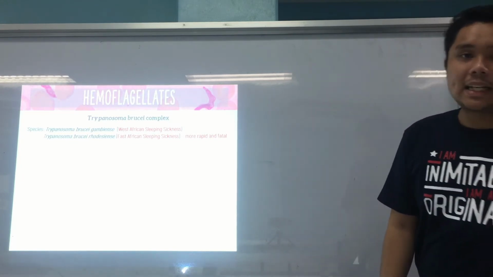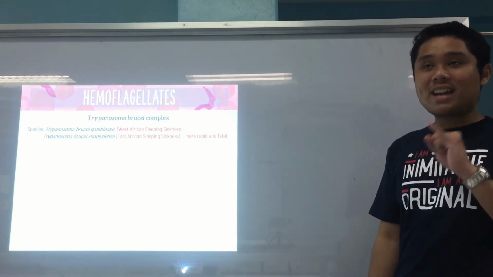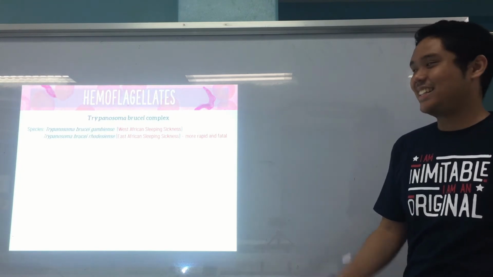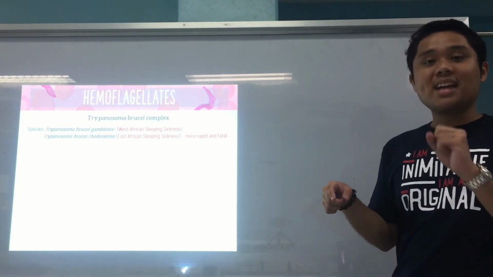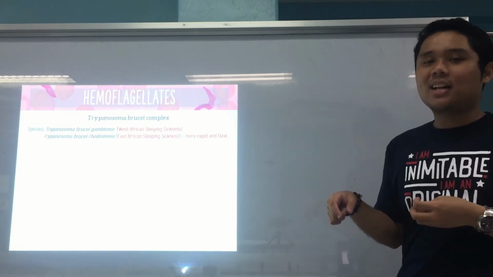More rapid and fatal. Now, how do I remember rhodesiense? It has many E's, rhodesiense. So it is the East African sleeping sickness. Whereas gambiense has a small e only. So it is the West African sleeping sickness.